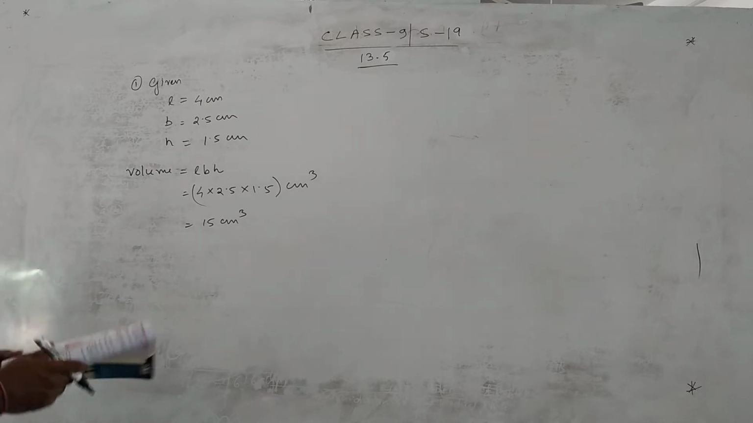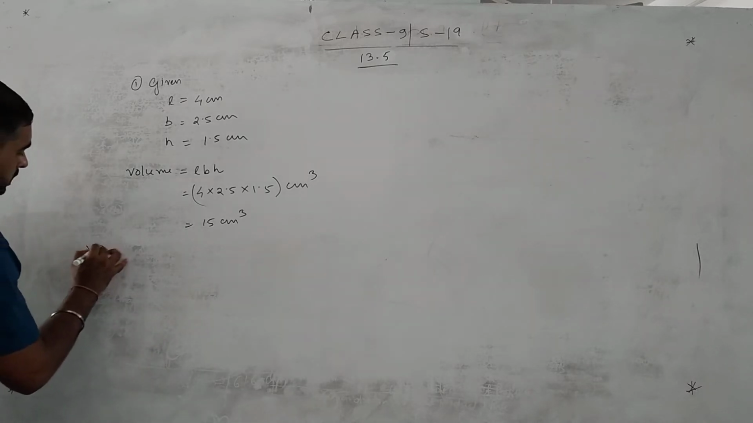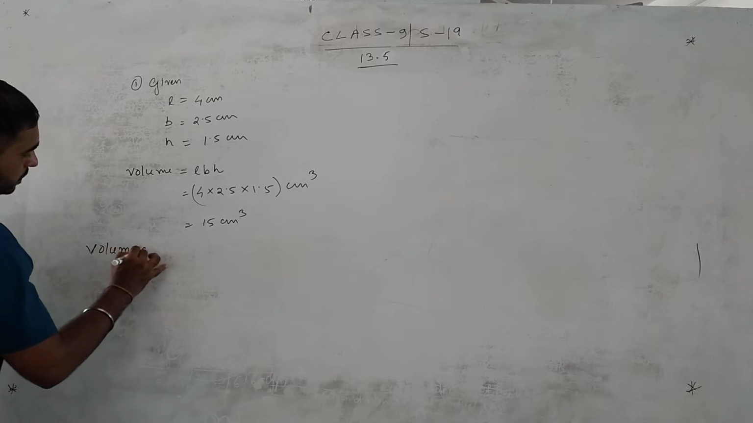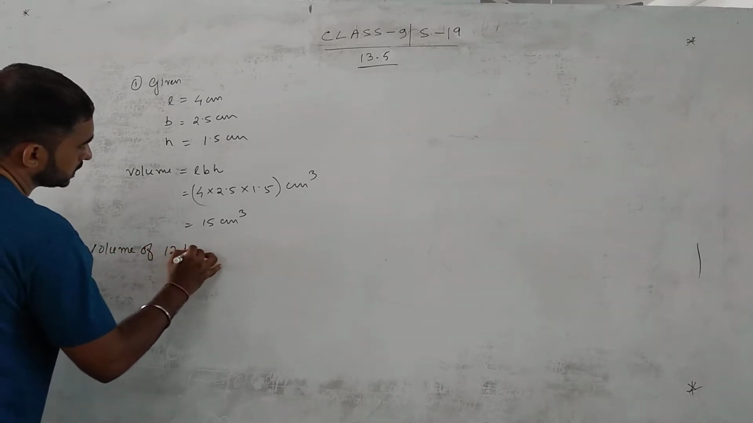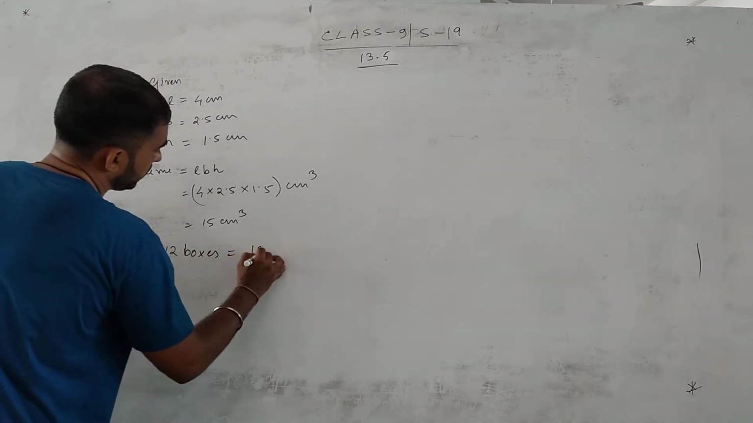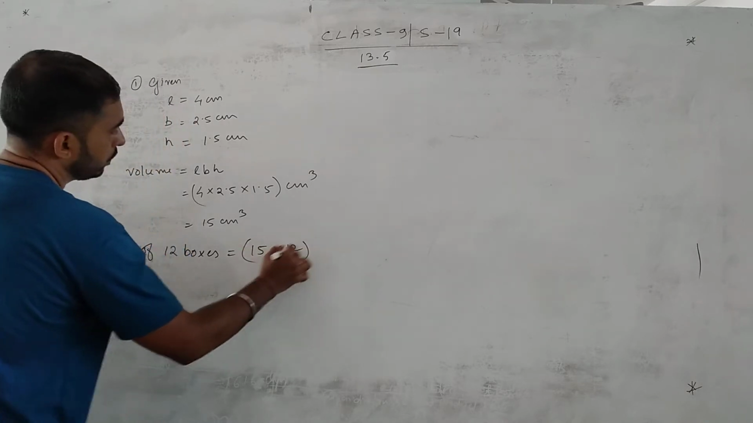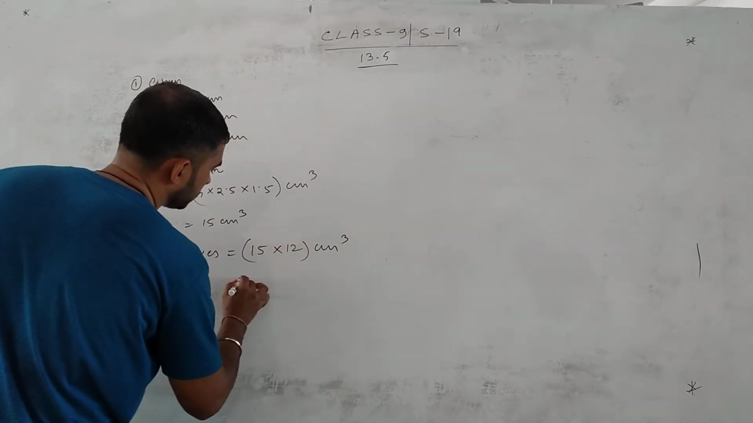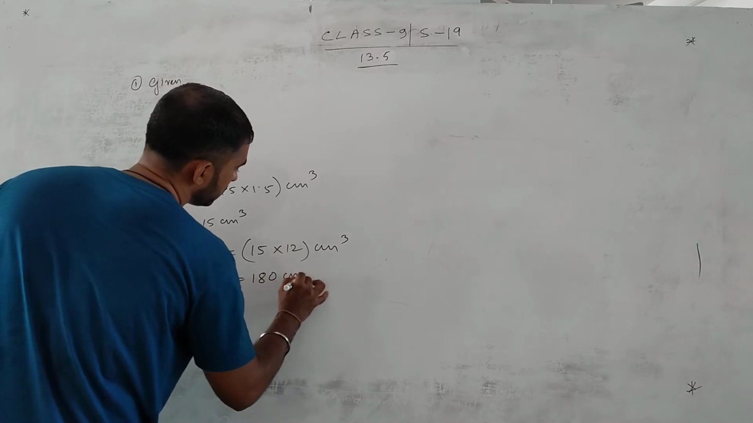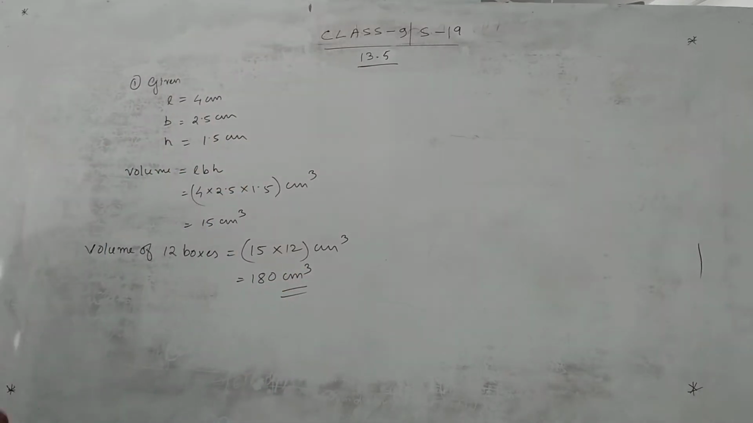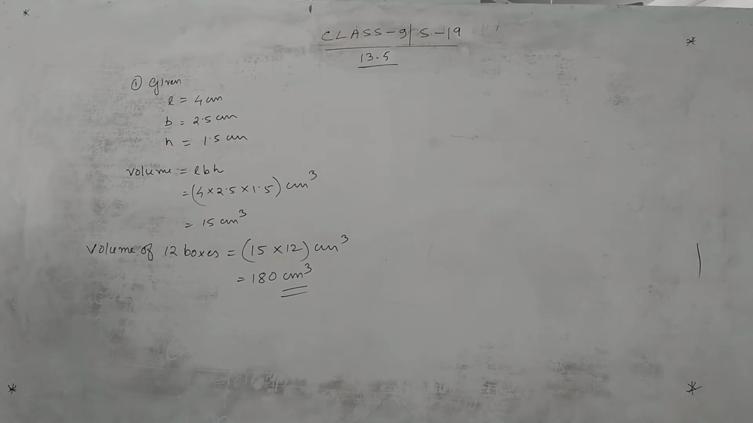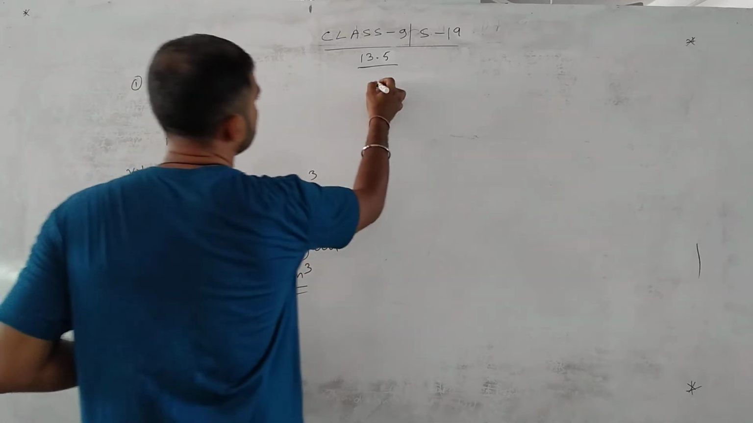Now there are 12 matchboxes. So volume of 12 boxes: multiply the volume of 1 by the number of matchboxes. That is equal to 180 cubic centimeter. So this is the volume of 12 matchboxes, where L equal to 4, B equal to 2.5, and H equal to 1.5 centimeter.